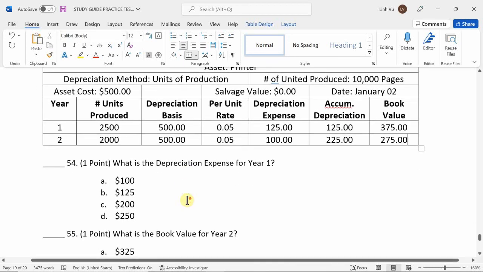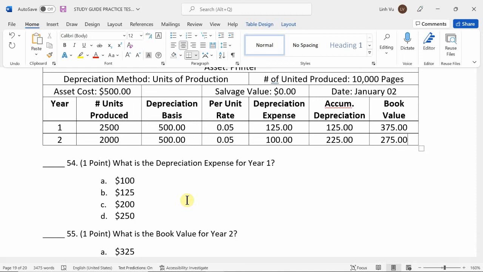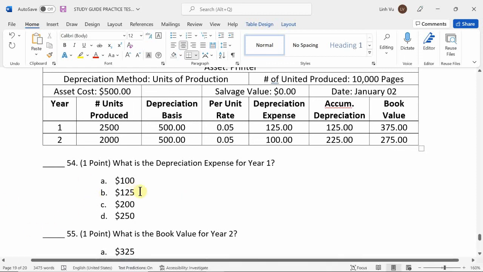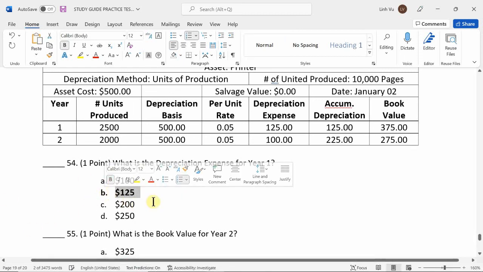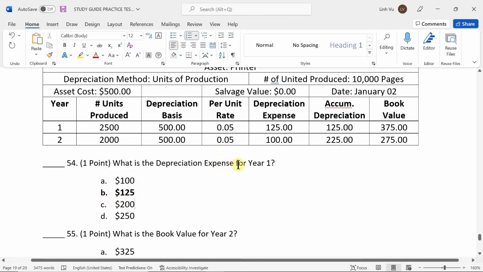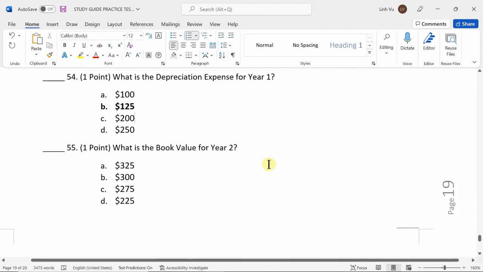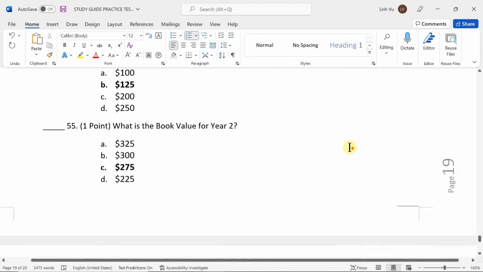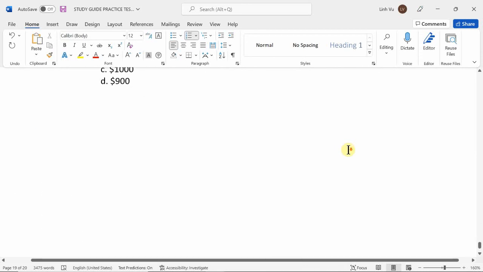Okay. So let's answer the two questions here. Number 54, what is the depreciation expense for year one? B as boy, 125. Good. Okay, so you have to be careful what I'm asking you, right? I'm asking you for the depreciation expense for year one. And then 55, what is the book value for year two? It's C as charity for 275. Good, right? Again, I'm being very specific. I'm asking you for the book value for year two.